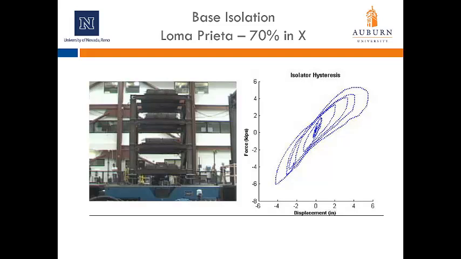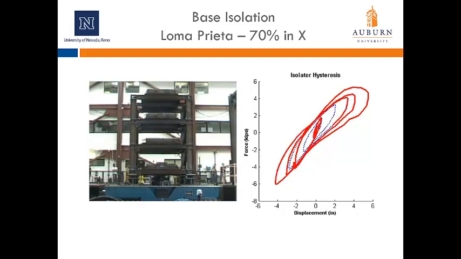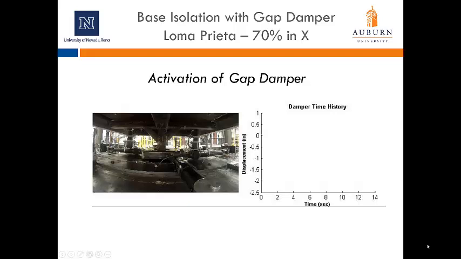First, we show a representative test from the base isolation configuration. This is 70% of Loma Prieta in the X direction. In fact, we did not run beyond 70% because the experimentally observed displacements far exceeded those that we predicted analytically. You see a video capture on the left and the isolator hysteresis loop being traced out in time on the right. And the peak displacement from this test was about 5.85 inches.